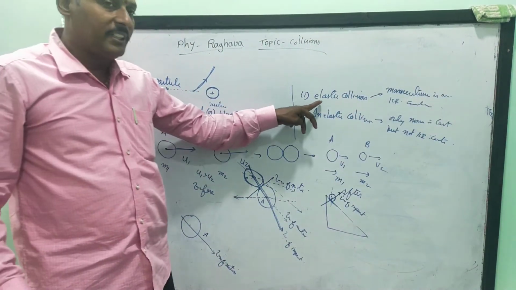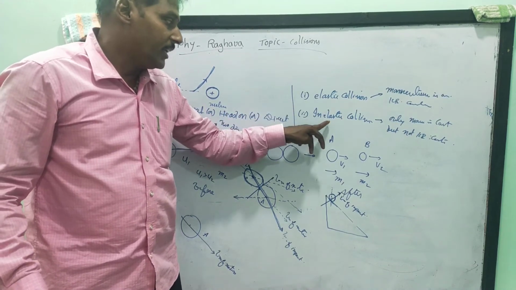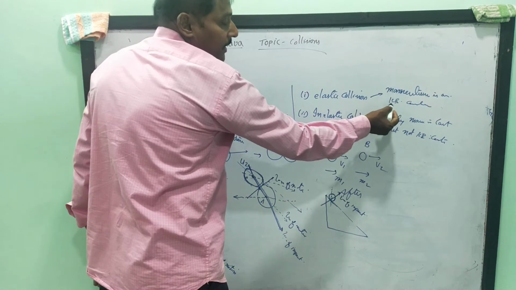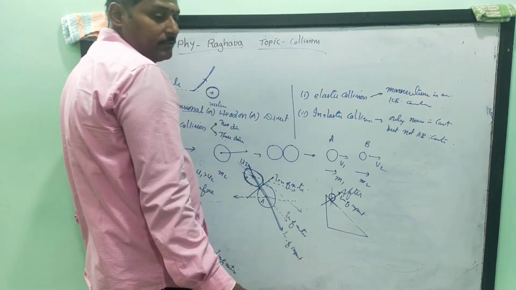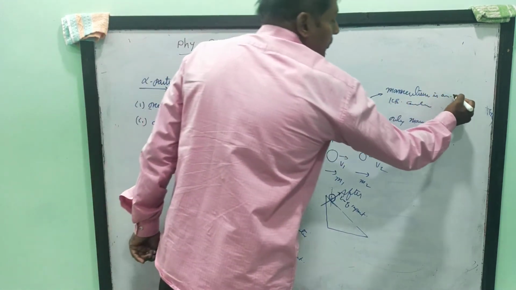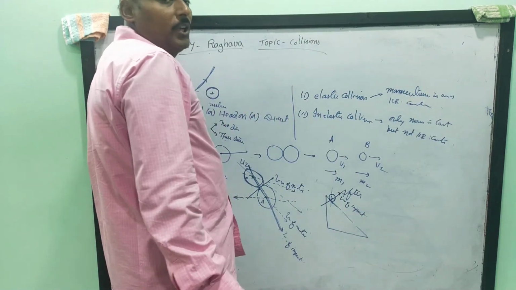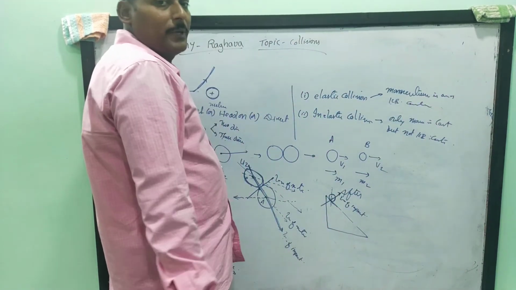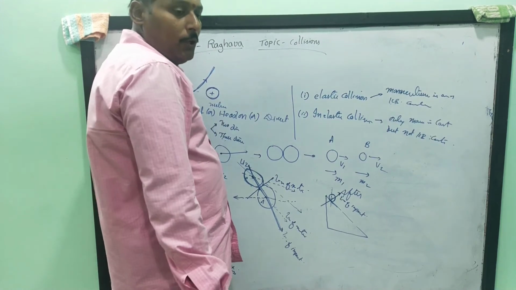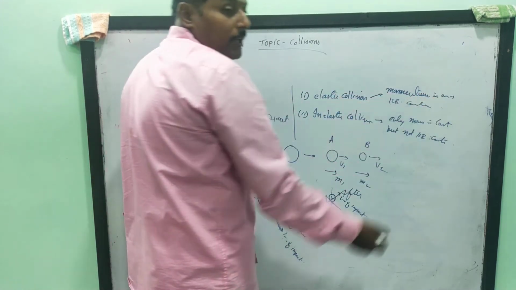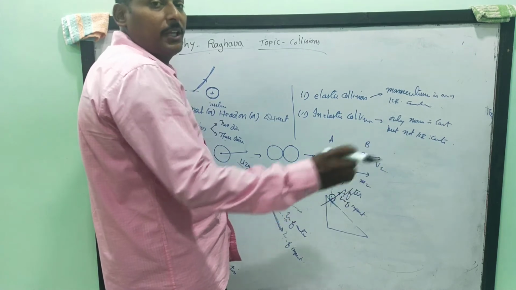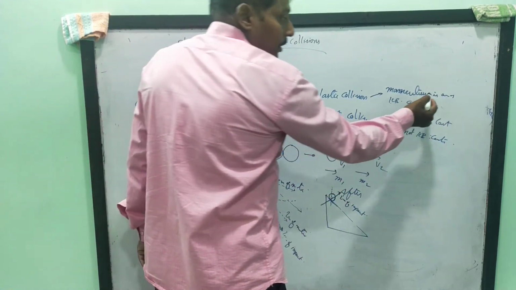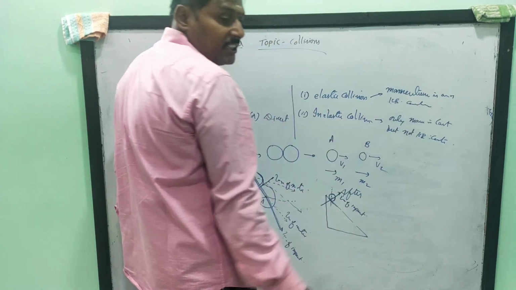So we want to discuss elastic collision and inelastic collision. Here both momentum and kinetic energy are conserved. Examples are collision among atomic molecules, between two atoms, or collision between two billiard balls, a smooth collision between two billiard balls, in which both momentum and kinetic energy are conserved.